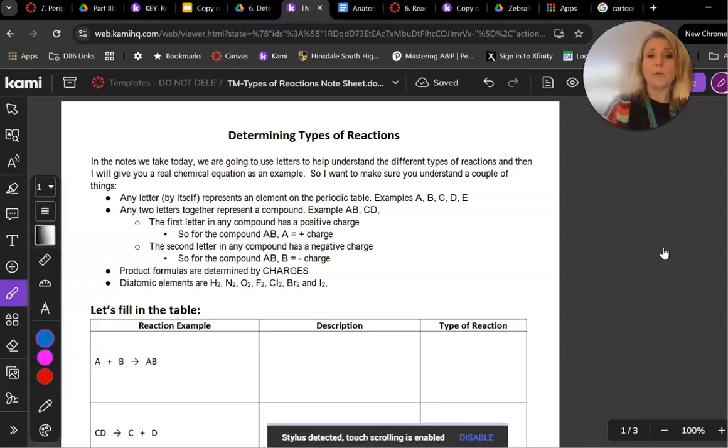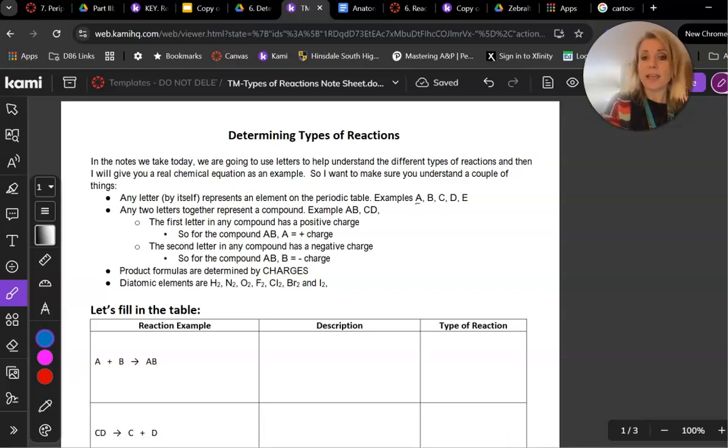If you take a look at the top of the page, any letter is going to firstly represent an element or a polyatomic ion. So if you just see the letter A, then that's going to be an element. But like in the second bullet point, if you see the letters C and D together without a plus sign in between them, that means that that is a compound. And this is an important piece as well. The first letter in any compound is a cation. It always has a positive charge, while the second letter in the compound is the anion, and it's going to have a negative charge.